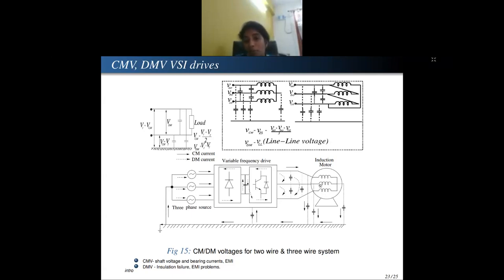It would cause some problems to the motor, of course. It will create an insulation failure. The reason is that the voltage at this point will be reflected at a higher level here, and it is a damaging factor for the insulation of the wire. And common mode voltage will introduce the electromagnetic interference, shaft voltage, and bearing currents. We will see what shaft voltage and bearing currents are.